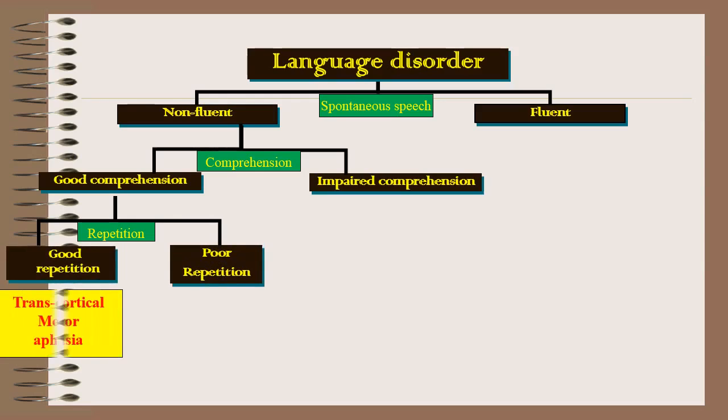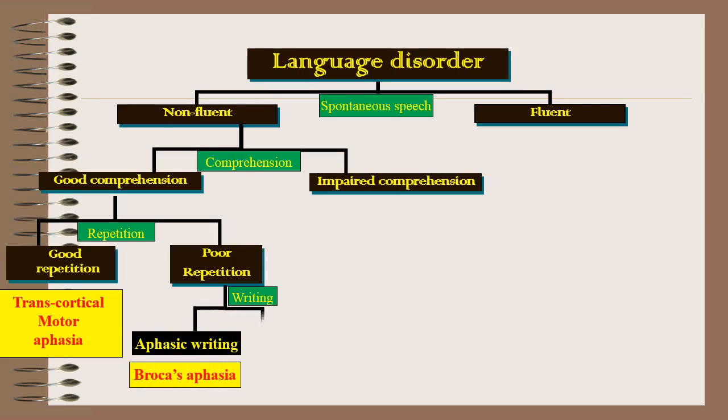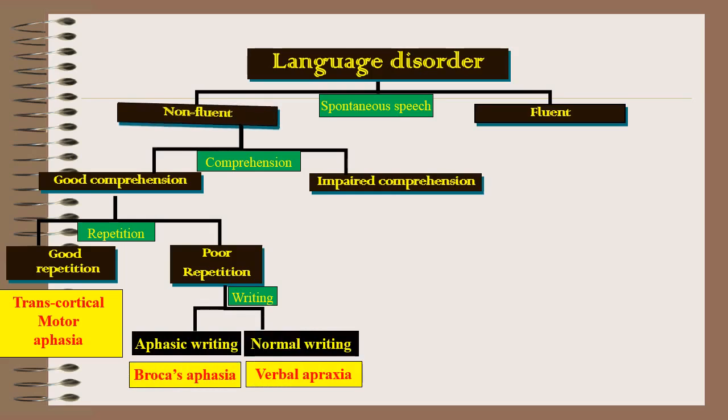If the patient is having good repetition, it is transcortical motor aphasia. If the patient is having poor repetition, check for writing. If the patient is having aphasic writing, it is Broca's aphasia. If it is normal, then it is verbal apraxia.